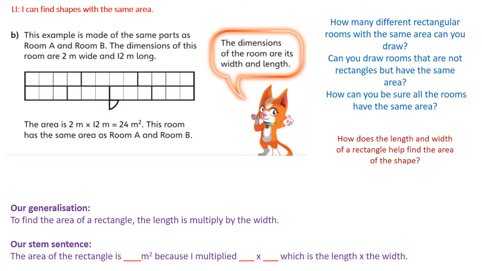And we can use the shapes within our room, which we've broken down, to help us prove that as well. So our new length of our room could be 12 metres and our width could be 2 metres. So 2 times 12 or 12 times 2 is 24. The area of the rectangle is 24 metres squared because I multiplied 2 times 12, which is the width times the length.